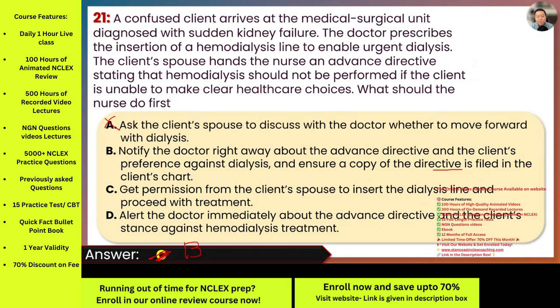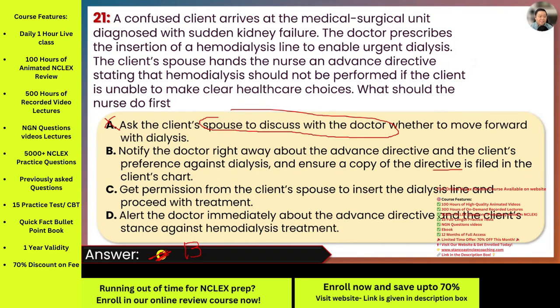Well, the nurse, not the spouse, is responsible for acting on the advance directive and also for ensuring the care team follows it. This option can also delay the action, and it will place unnecessary stress on the spouse. Take note of the keyword here: client's spouse to discuss with the doctor. So you're delegating the spouse to speak with the doctor, even though you have already seen the advance directive. You must take responsibility and notify the doctor immediately. Again, this is not a decision for the spouse to negotiate.